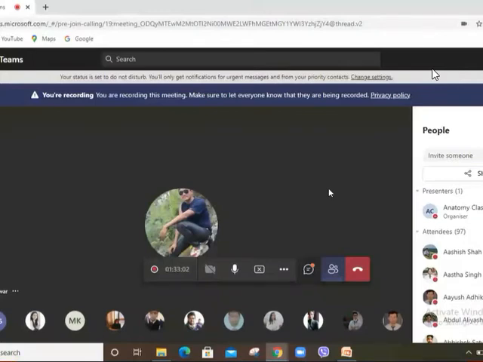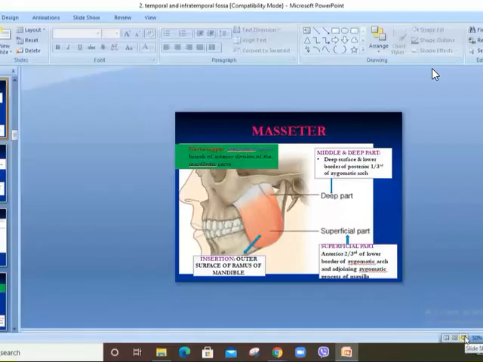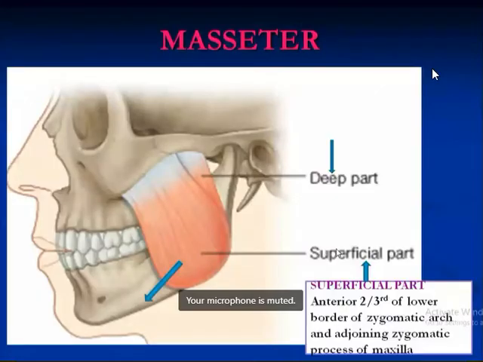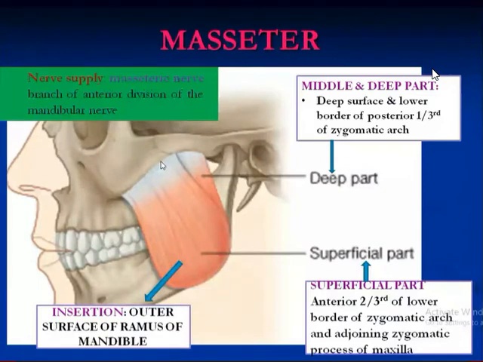Since you are not answering, I will say it myself. Over here we have the origin, and this one is the insertion. When the action occurs from insertion to origin, the mandible will elevate. Elevation of the mandible means closing of the mouth, one action. Next, see the direction of the fibers of the muscle. When this acts, the mandible will protrude. So protrusion and elevation of the mandible are the actions of the masseter muscle.